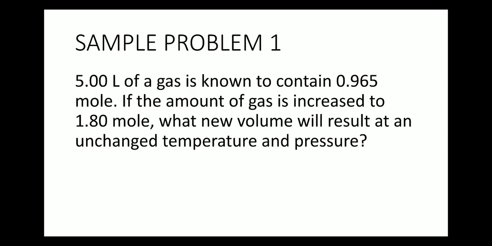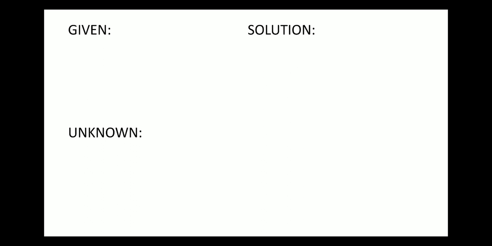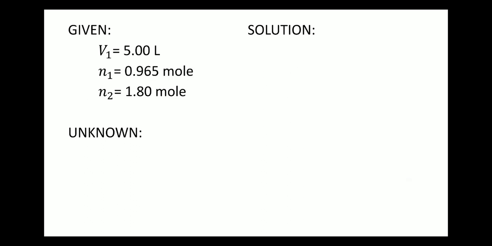Let's have an example problem. Number 1. 5 liters of gas is known to contain 0.965 mole. If the amount of gas is increased to 1.80 mole, what new volume will result at an unchanged temperature and pressure? So, let's write the given and unknown in the solution. Given: V1 is 5 liters, N1 is 0.965 mole, N2 is 1.80 mole, and the unknown is the V2 or the final volume. For solution, V1 over N1 is equal to V2 over N2.